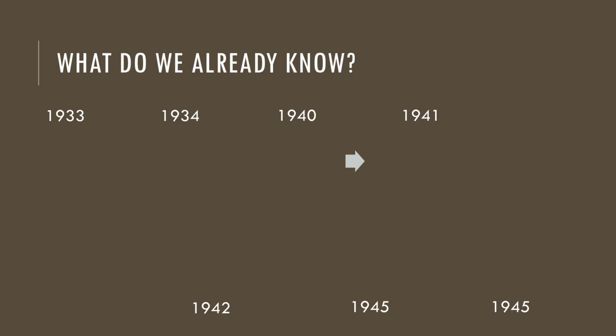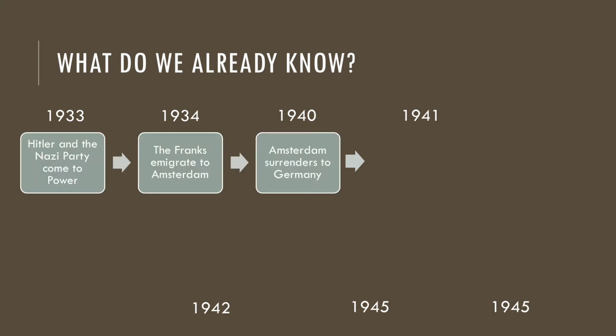This is an opportunity for you to share with the class what you already know about the war and Holocaust. Questions like how did the war start? When did Anne's family go into hiding? And when did the war end? will help guide the discussion. Students will use this time to go up to the whiteboard to write important events down into a timeline. I planned on the timeline looking something like this.